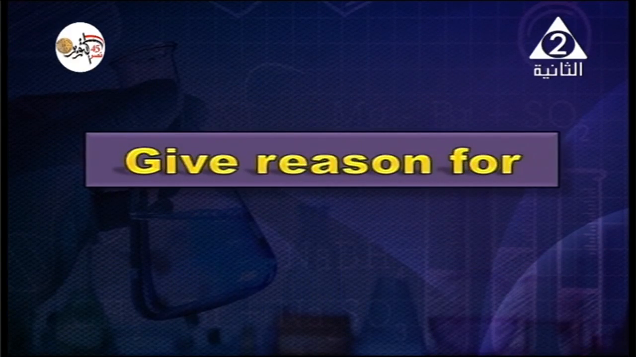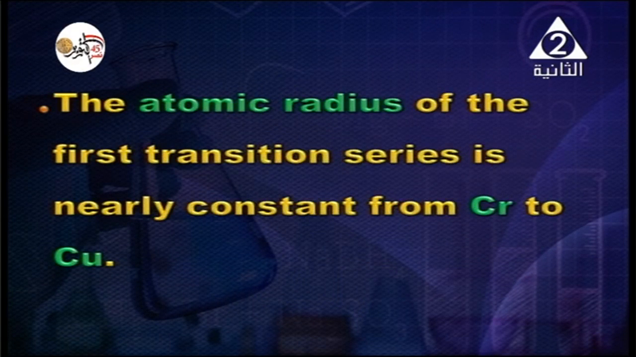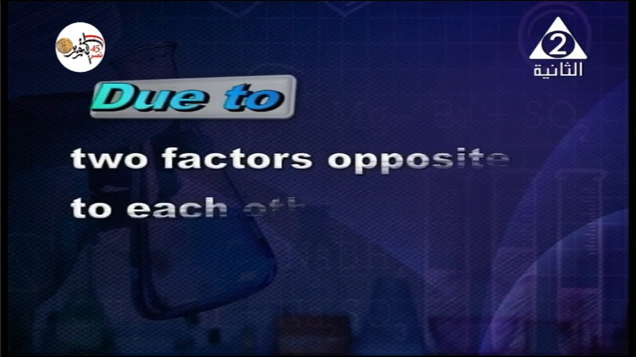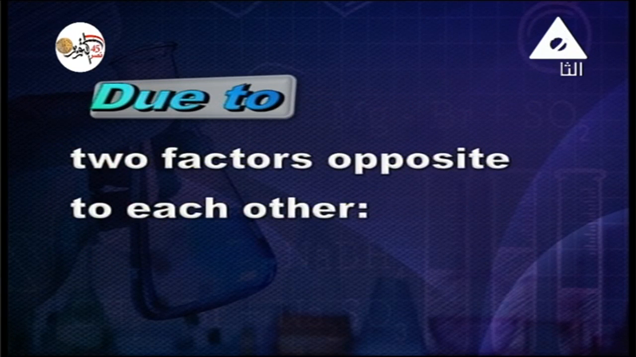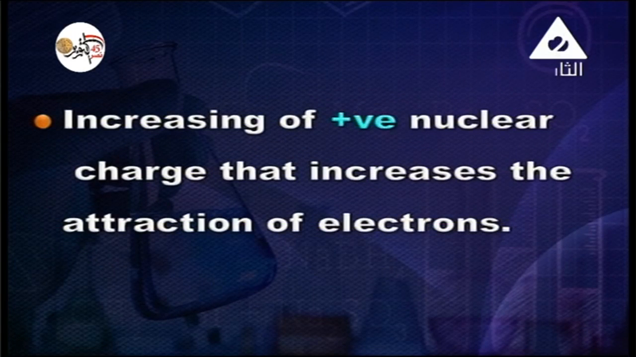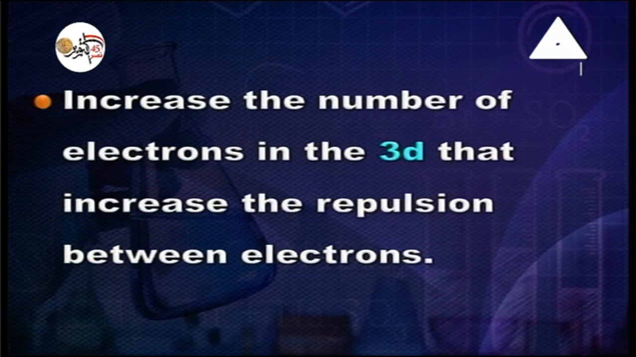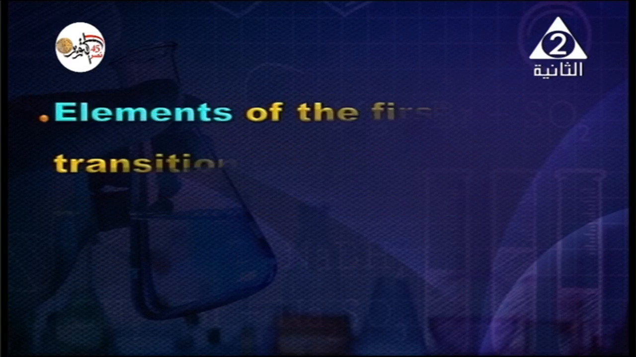Next type of question, give reason for. The atomic radius of the first transition series is nearly constant from chromium to copper. This is due to two factors that are opposite to each other. Increasing positive nuclear charge, which increases the attraction force on electrons, and increasing the number of electrons in the 3d sublevel, which increases the repulsion force between the electrons.